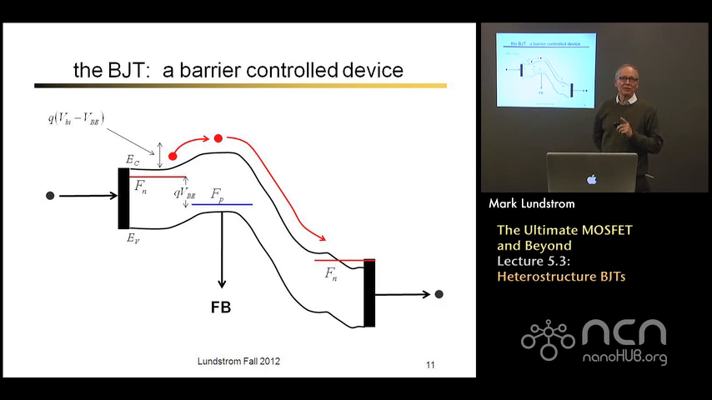So you'll notice that this is a barrier-controlled device, just like a MOSFET. The only difference is that we have a direct connection to the P region with this base contact, not an indirect connection through the gate electrode and insulator as we do in a MOSFET. But the operating principles are the same. We're lowering an energy barrier, which increases current flow.